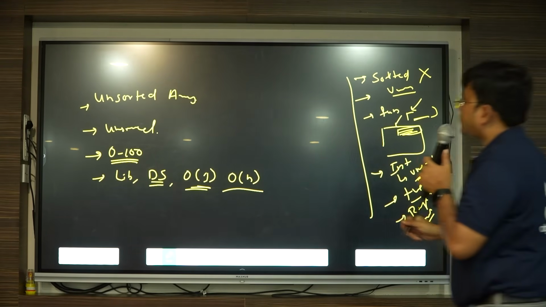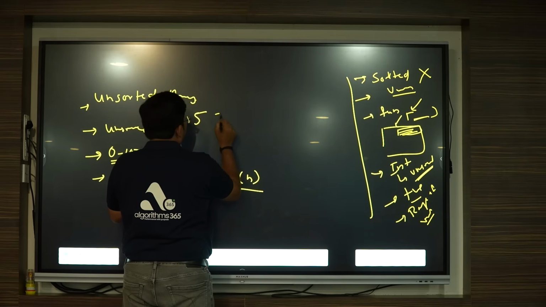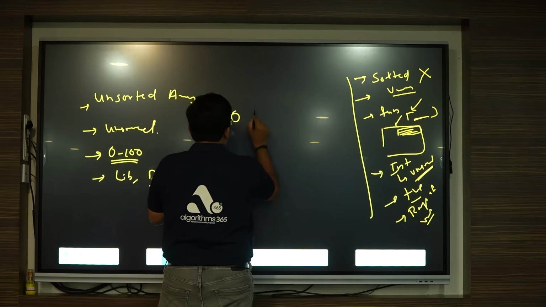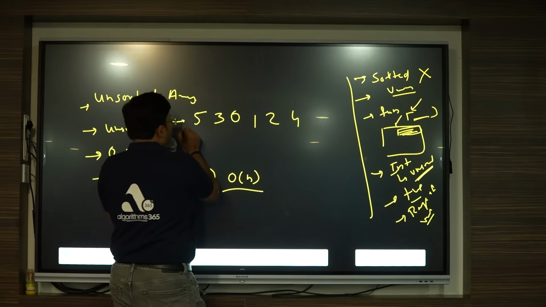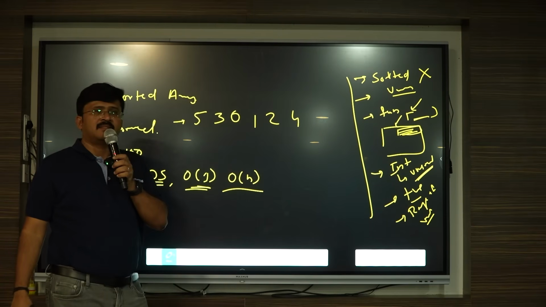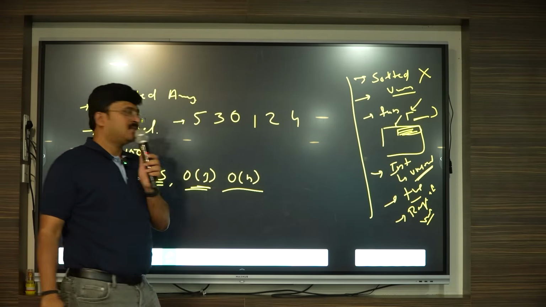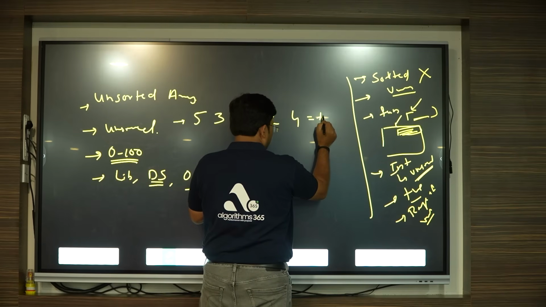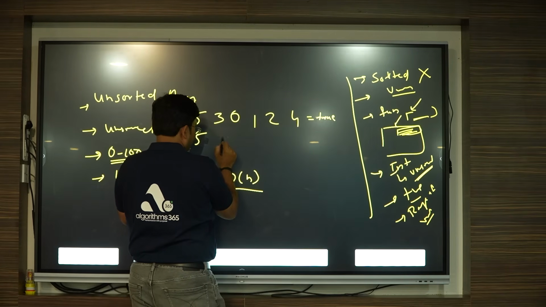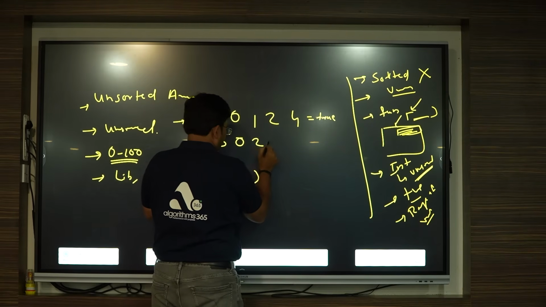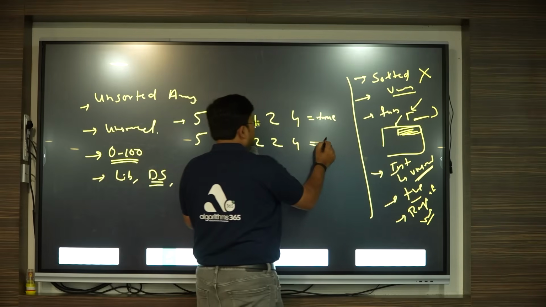Give an example probably. 5, 3, 0, 1, 2, 4. For this, what should it return? It should return true. And for this, what should it return? False.